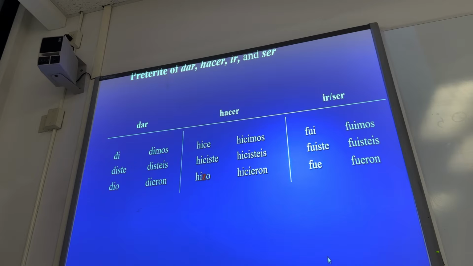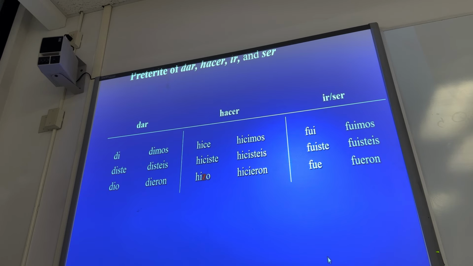And those are the forms. Now, if you look closely, you will notice that dar is actually an AR verb using the ER, IR endings. So in a sense, it's irregular. Diste, dio, dimos, disteis, dieron. You can just straight up memorize it, or try to remind yourself constantly that it's just the normal IR endings.